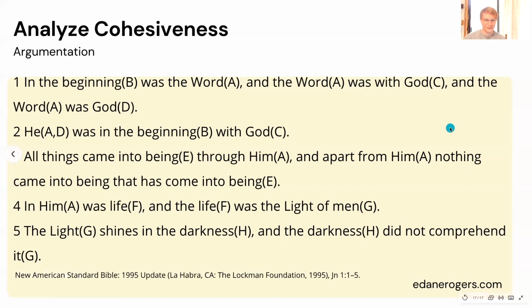"In him was life." Life is a new topic. In him is going to be the known topic. "In him was life, and the life was the light of men." The light, now following G, shines in the darkness, H. And the darkness, H, did not comprehend it, being the light. So you can see he is opening a new topic, giving us more information, taking that more information and giving us information about that. And then he's closing that information always by summarizing at the end, tying his loops back together.